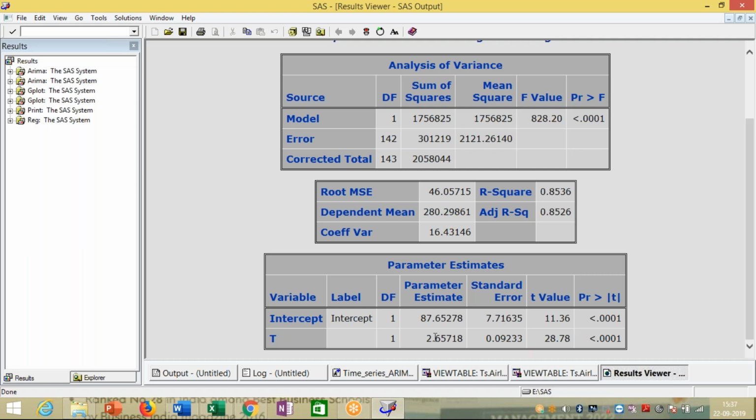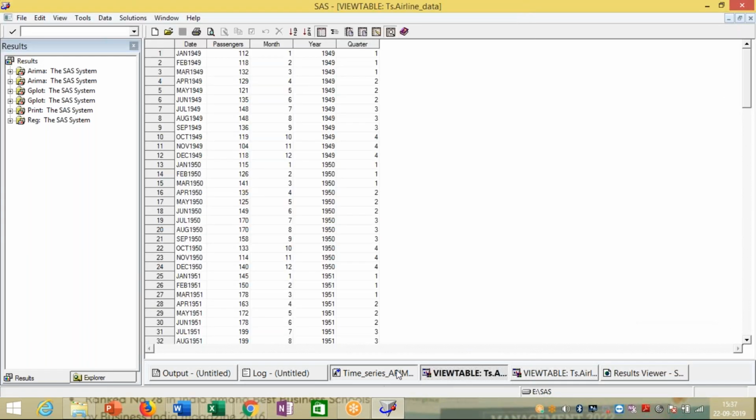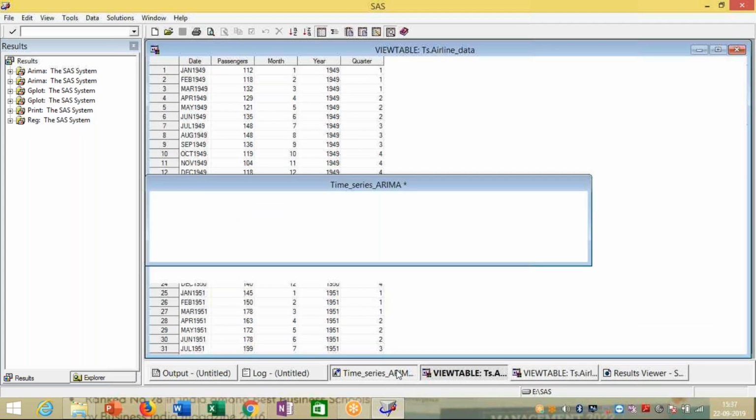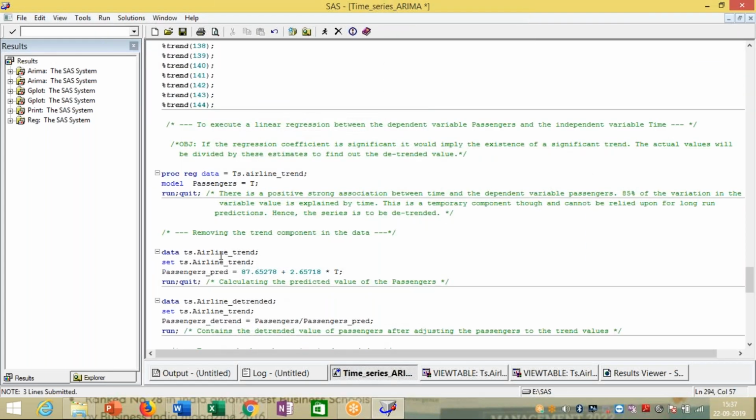So what are the predicted values? If I have this trend, how much of that value is due to trend? So over here, what I do is I create a new variable called passengers predicted, right? So if you look into this airline trend value, you will see that.